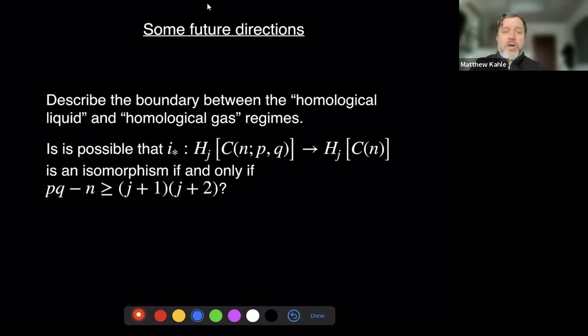So what's known is if you have a big grid and you delete 2 squares from it, so if pq minus n is at least 2, then the configuration space is connected. And in fact, you get an isomorphism on H0, including the configuration space of points. So is it true that if you delete 6 squares, if pq minus n is at least 6, that you get an isomorphism on H1 and so on? It might be.